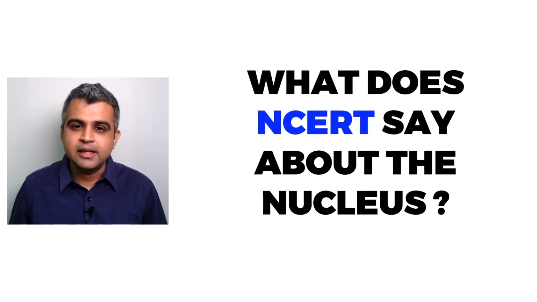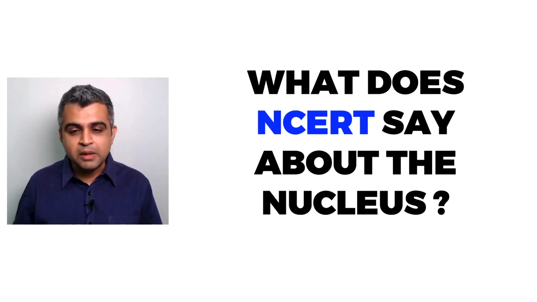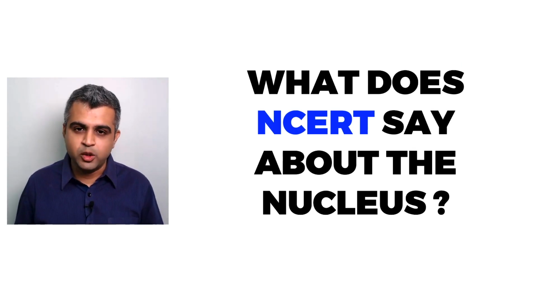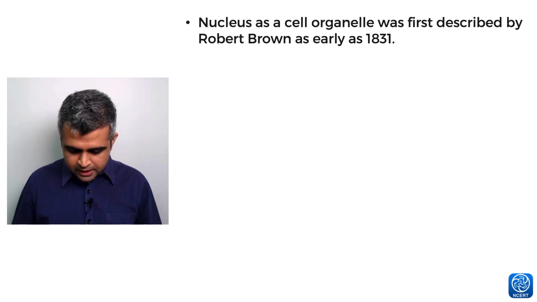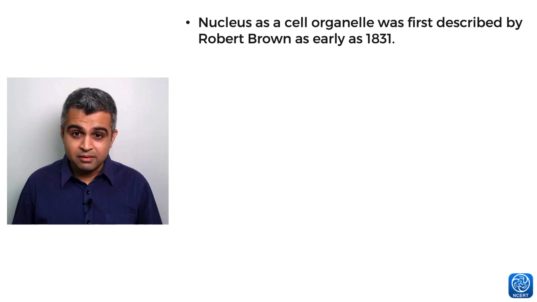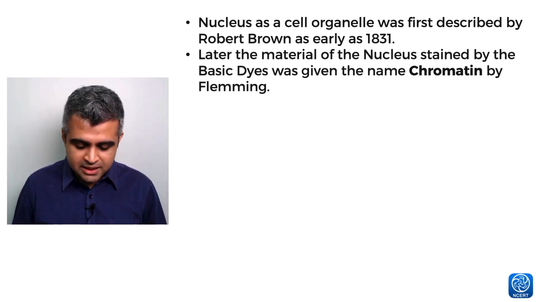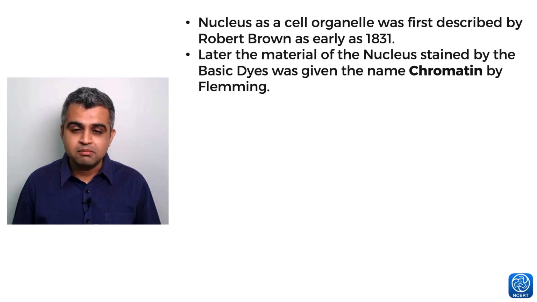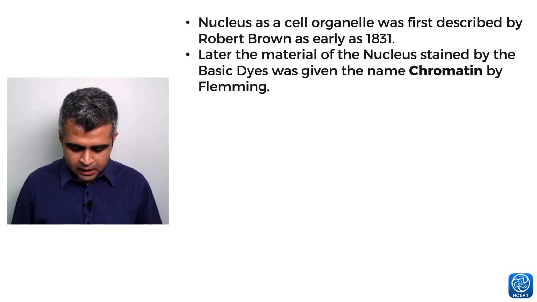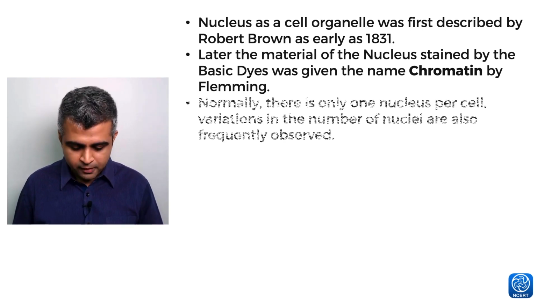Fantastic. So with that, let's see what NCERT has to say about the nucleus. So I'm going to read through this because these are points which we have completely covered while talking about the nucleus today. So we saw that the nucleus as a cell organelle was first described by Robert Brown as early as 1831. Later, the material of the nucleus stained by the basic dyes was given the name chromatin by Walter Fleming. This was somewhere around 1882. NCERT has not mentioned the date.